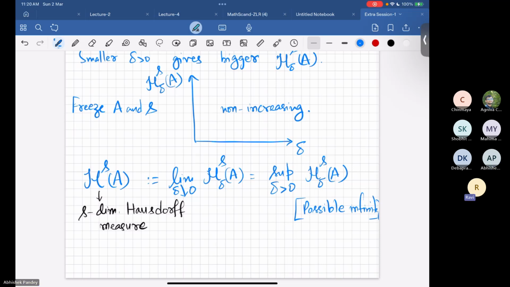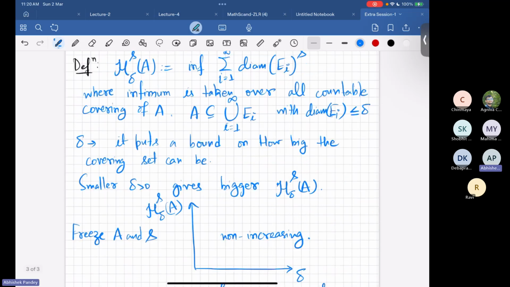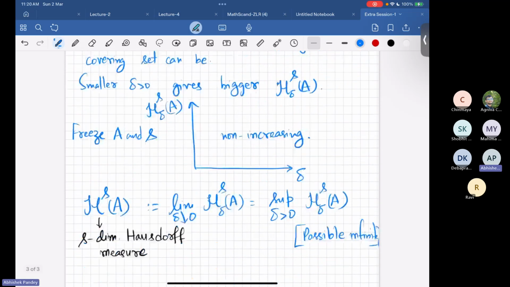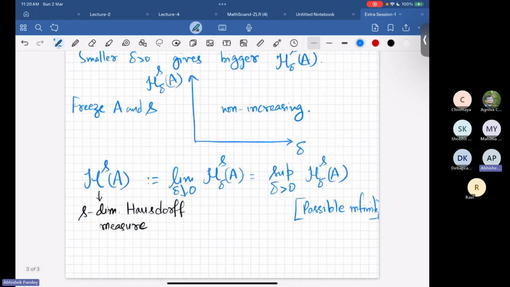No, no, it's fine. Okay, so this is known as the s-dimensional Hausdorff measure of a set A. I'll just mention some properties; for the proofs one can go through the reference, which I will mention. So I hope this definition is clear. Is it fine?